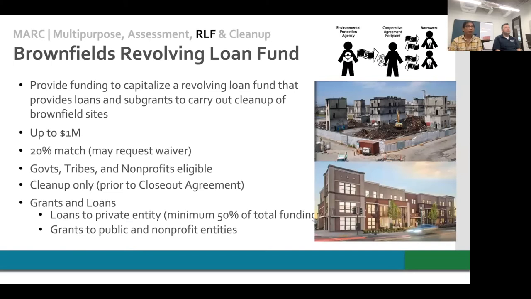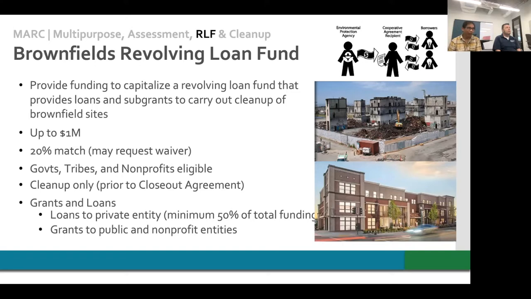The revolving loan fund, so Phoenix has one of these. The state used to have one of these, but this has evolved, it kind of changed. And Tucson has a brand new one. And so this is where the grantee gets a grant so that they can loan and subgrant it to eligible entities. So loans are for private entities, and subgrants are for eligible entities.